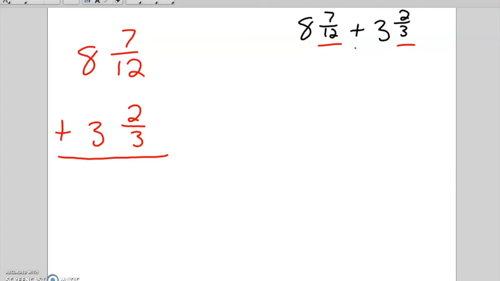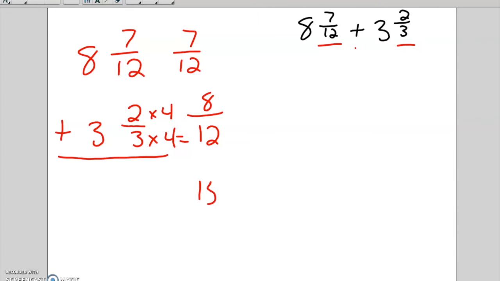Alright, so this is kind of like yesterday's. A common denominator would be 12. So I can just keep this as 7/12. If I make the bottom here 12ths, times 4, times 4, that's 8/12. Add my fractions. That is 15/12. Well, can I simplify that?